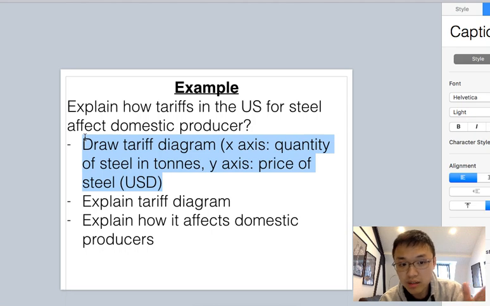You need to put quantity of steel in tons because the question is about steel. Okay, this is very important. It will save you 1 mark. For the y-axis, you want to put price of steel in brackets USD because this is specific to the context. We're talking about the US market here, right? So this will save you a mark.